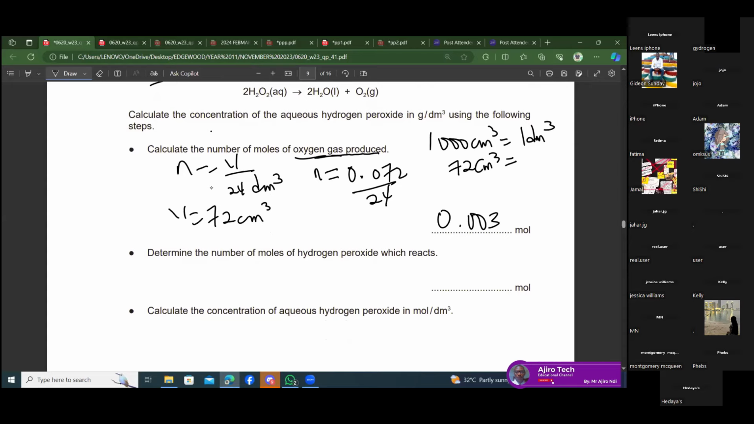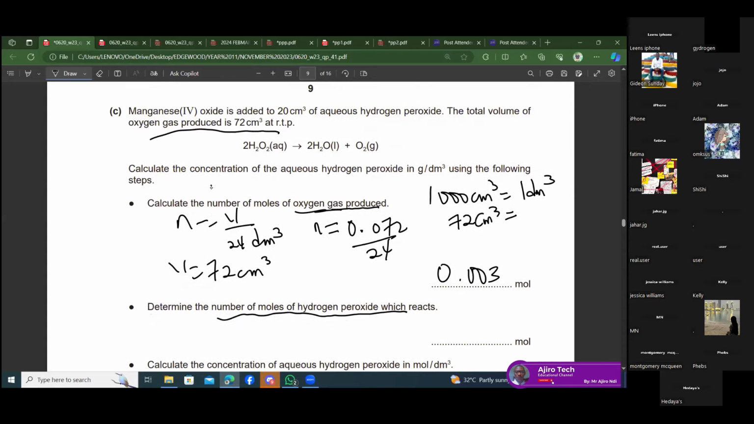Now the next question says determine the number of moles of hydrogen peroxide which react. Remember that we have gotten the number of moles of gas. Now we have to find the number of moles of this that reacted. We only have the volume here, which is not enough to find the number of moles, so we can use stoichiometry. We have 0.03 moles for the gas.